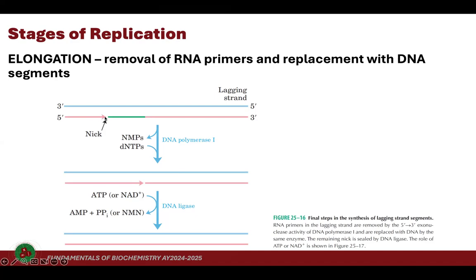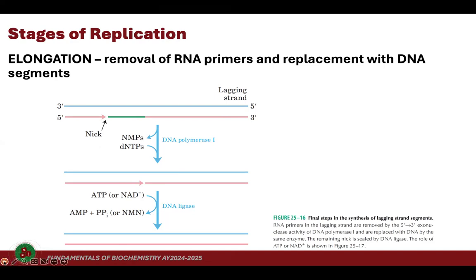It should have the 3' OH here, and then you have the deoxynucleoside triphosphate, or dNTP, so it can attach to this end. Then it reaches the last RNA nucleotide, removes it, and replaces it with a dNTP, but now you have a nick again. So this nick is sealed by your DNA ligase. Okay, so that's what happens during elongation. This is also happening while your replication fork is moving.